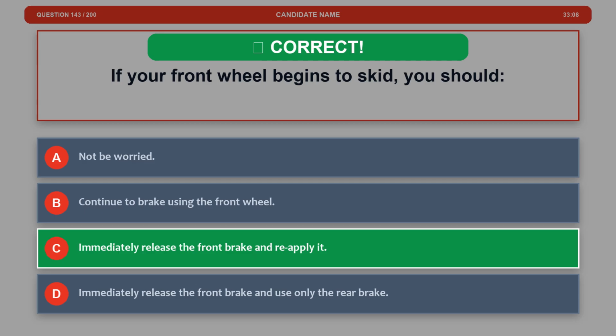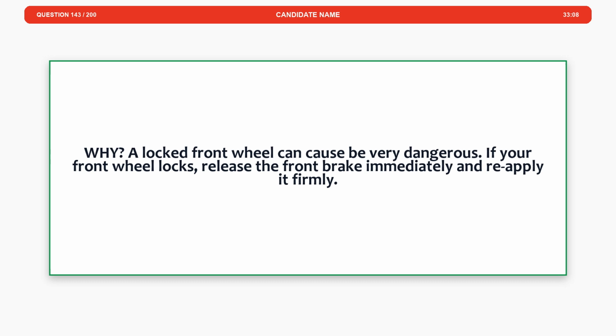The correct answer is option C. Immediately release the front brake and reapply it. Explanation. A locked front wheel can be very dangerous. If your front wheel locks, release the front brake immediately and reapply it firmly.